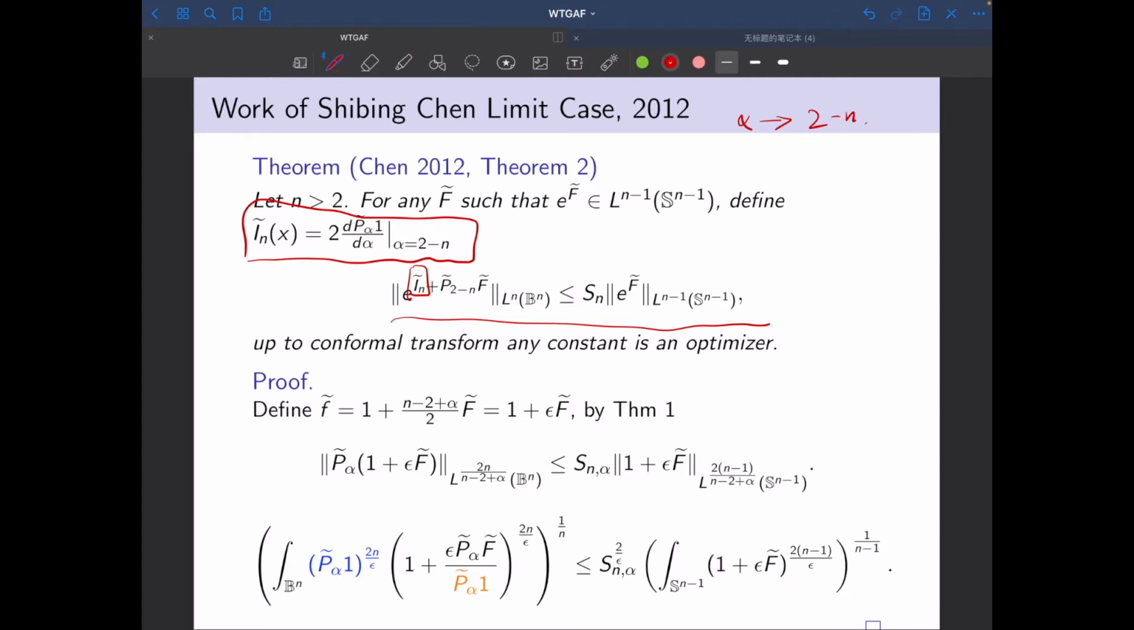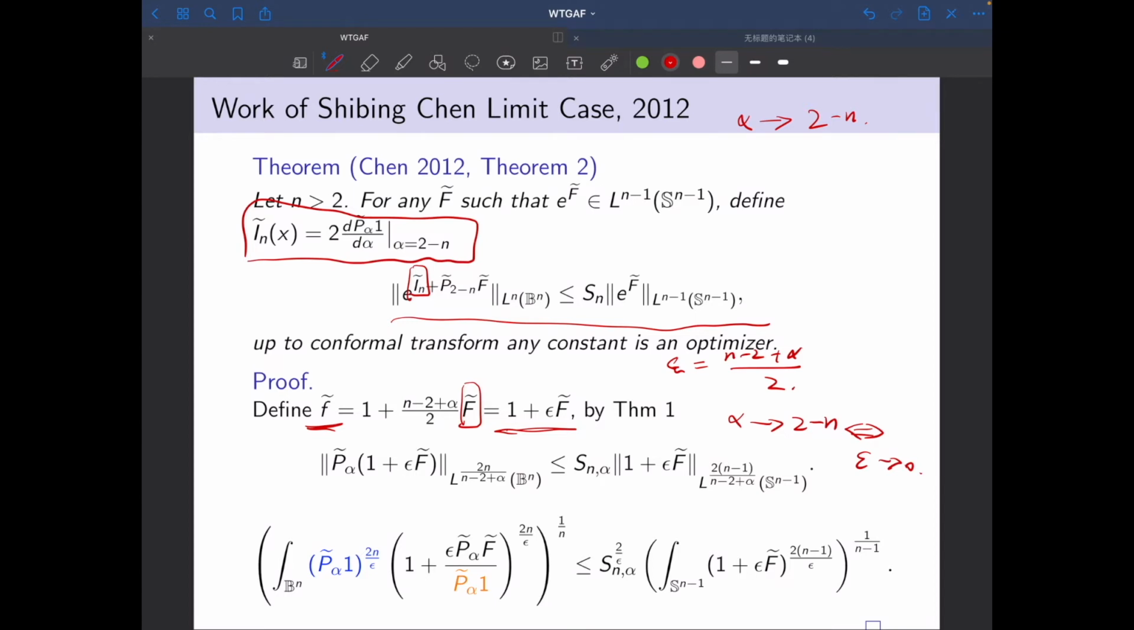And I need to explain a little bit how he took the limit, which is, I'm going to talk about a sketch of the proof. Given a function capital F theta that is nice on the boundary, he considered a corresponding function lowercase f theta, which is going to be 1 plus epsilon times capital F theta. And here epsilon is actually (n minus 2 plus alpha) over 2, so that when alpha goes to 2 minus n, this is equivalent to epsilon going to 0.